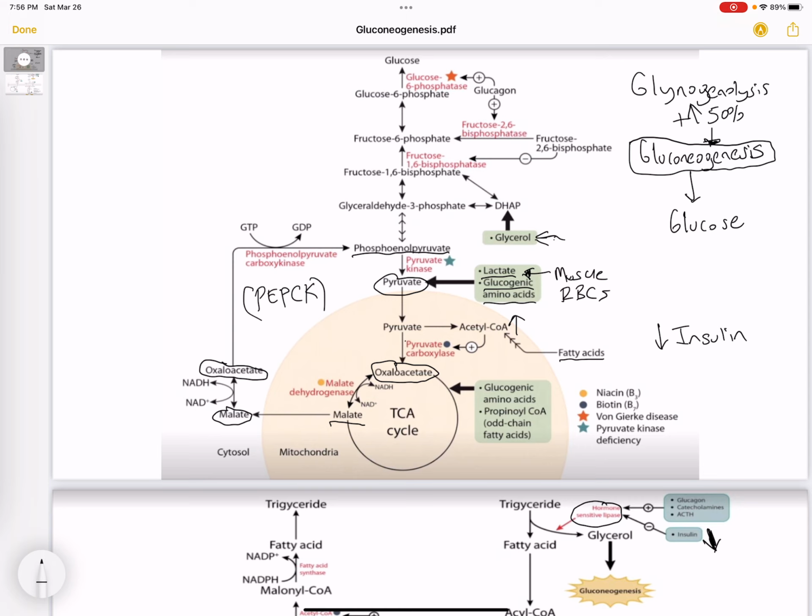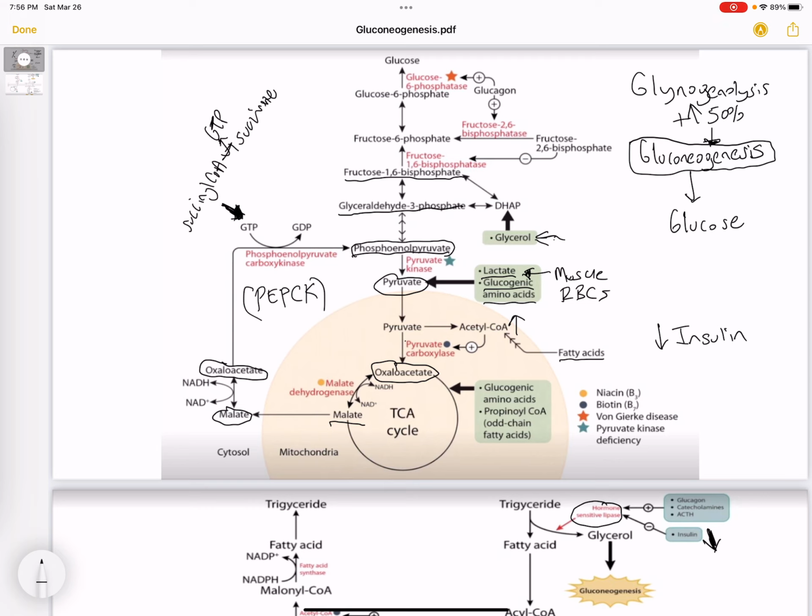Now, this step is going to require energy in the form of GTP. And if you remember from the citric acid cycle, the conversion of succinyl-CoA to succinate is going to produce GTP, and we can use that GTP over here to help with this step. So now we have phosphoenolpyruvate, which can ultimately be converted to glyceraldehyde 3-phosphate as well as fructose 1,6-bisphosphate.